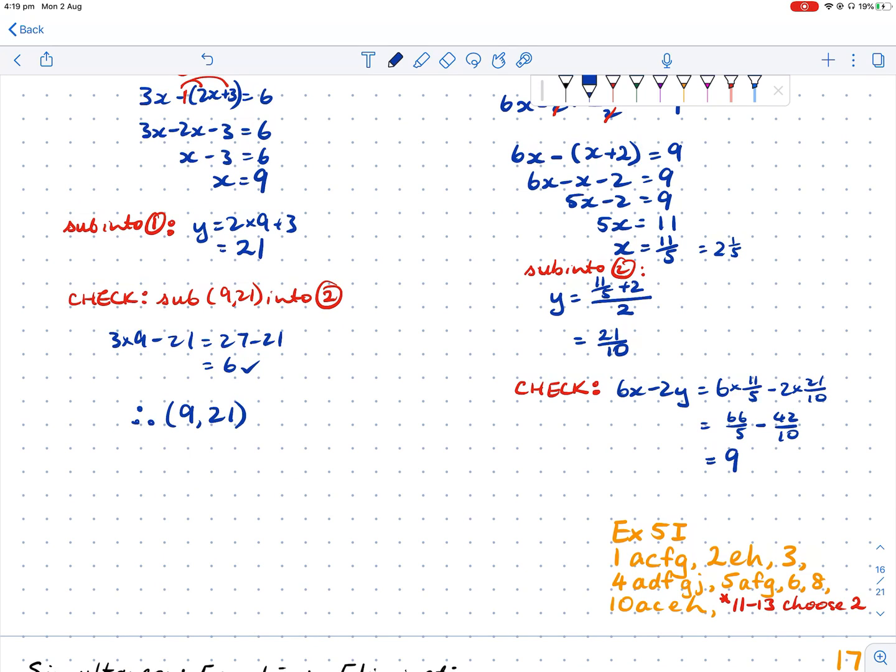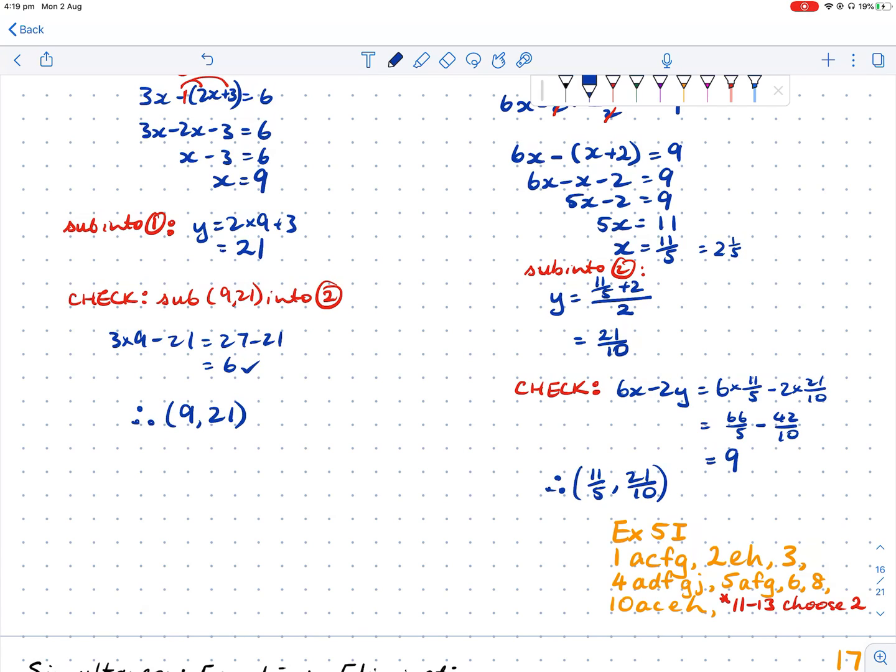Okay, so sometimes you will get fractions, and you can see that the algebraic method is probably more powerful in that you can find an accurate value for your x and your y. If you were trying to read this off a diagram, you won't actually be able to read this off with the same accuracy as if you solve these using algebra. So then I can say, therefore, the solution is 11 over 5 and 21 over 10.